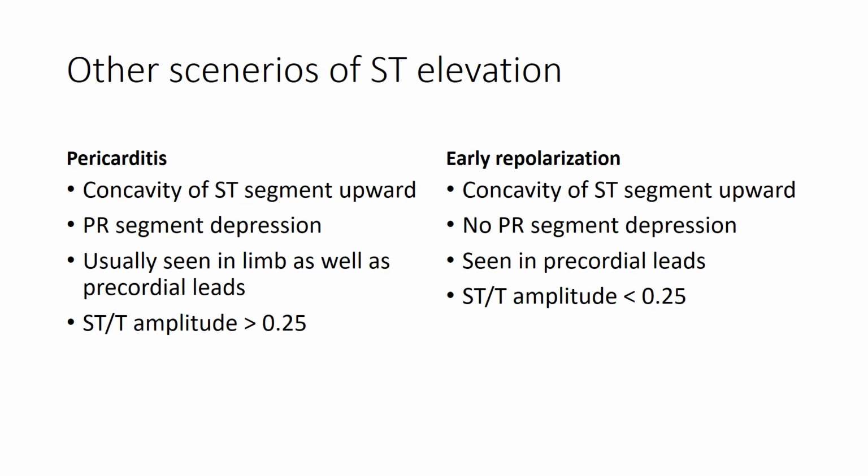In contrast to that, in early repolarization, there is no PR segment depression. Another important difference is that ST segment elevation in pericarditis is usually seen in limb as well as precordial leads, whereas ST segment elevation in early repolarization is usually restricted to precordial leads. There is another important difference in these two entities: the ratio of ST segment to T wave amplitude is more than 0.25 in case of pericarditis, whereas this ratio is less than 0.25 in case of early repolarization.